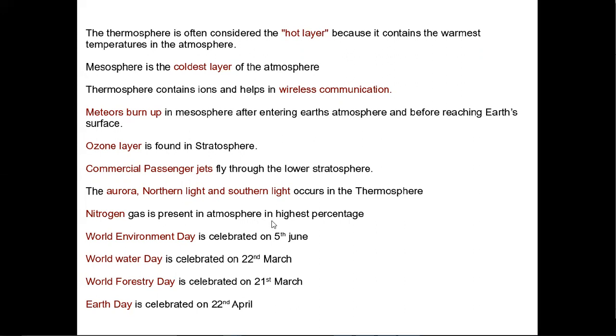Another important point from the atmosphere: sometimes the question will be like this, which gas is present in the atmosphere in the highest percentage? Remember, nitrogen gas is present in the atmosphere in the highest percentage. Some questions are also related to days and dates, like which day is celebrated as World Environment Day? 5th June is celebrated as World Environment Day, and 22nd March is celebrated as World Water Day. 21st March is celebrated as World Forestry Day, and 22nd April is celebrated as Earth Day. This is very important from the point of view of different competitive examinations, so try to remember it.